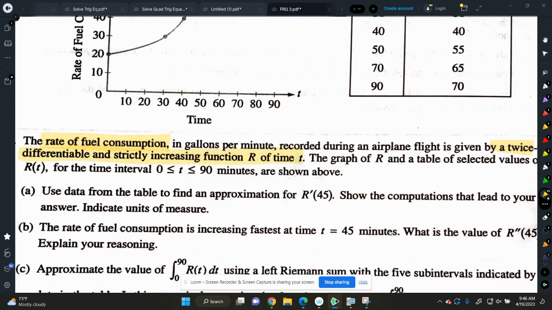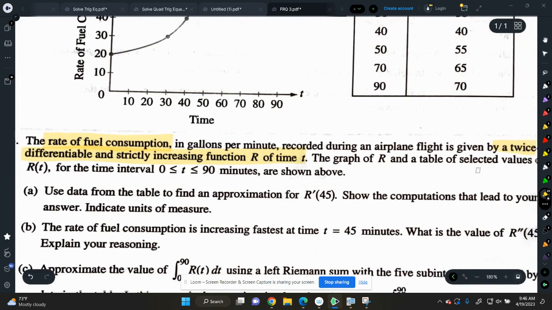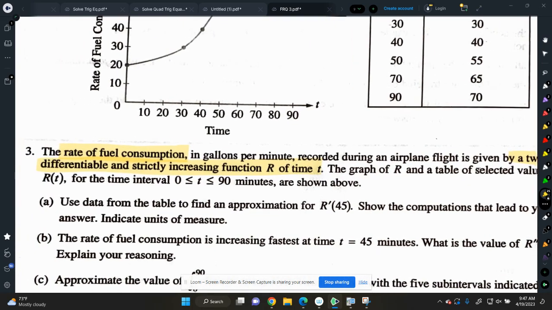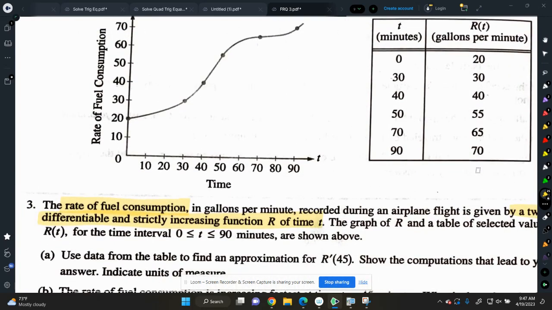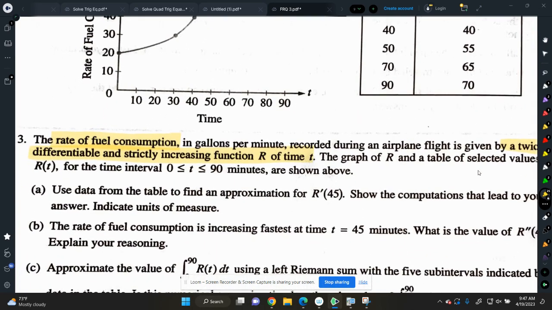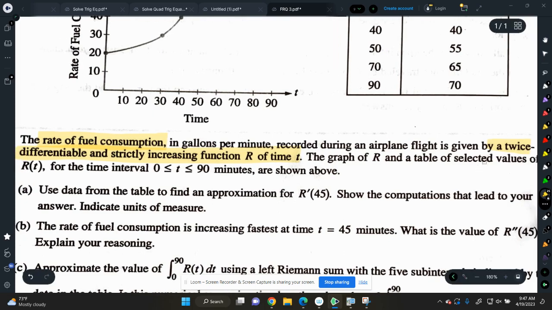The graph of R and a table of selected values of R for the time interval from 0 to 90 are given. Recorded for an airplane flight is twice differentiable. So if this is a rate of fuel consumption, that looks like the first derivative, but let's see what's going on here. Use the data from the table to approximate R prime of 45. Show the computations that lead to your answer. Indicate units of measure.